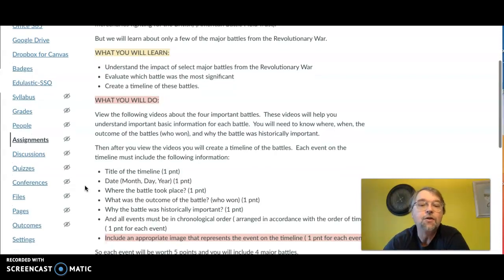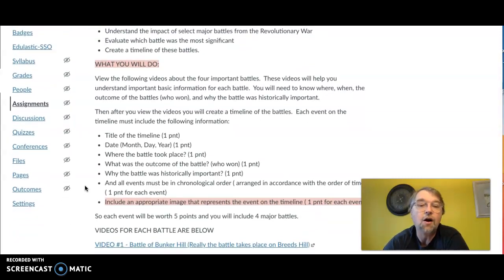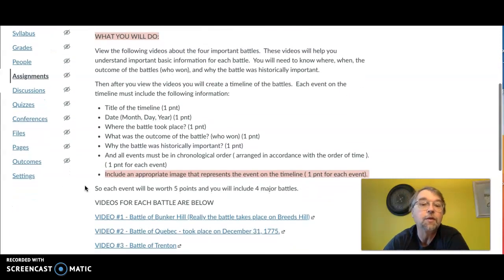Then, after you view the videos, you will create a timeline of battles. Each event on the timeline must include the following information. So you got to have a title for your timeline. It could be something as simple as timeline of American Revolutionary War battles, or something like that. And then for each event, you need to have the month, day, and year. That's 1 point. Each of these items are 1 point. And for whatever reason, if you can't get the exact day, month and year is okay.